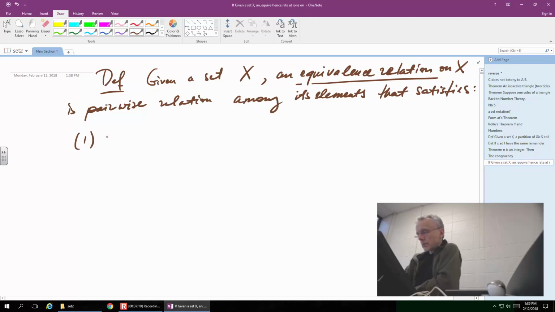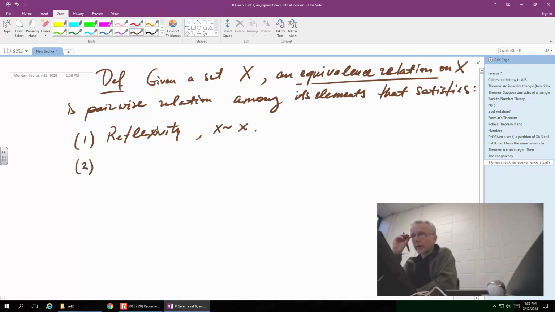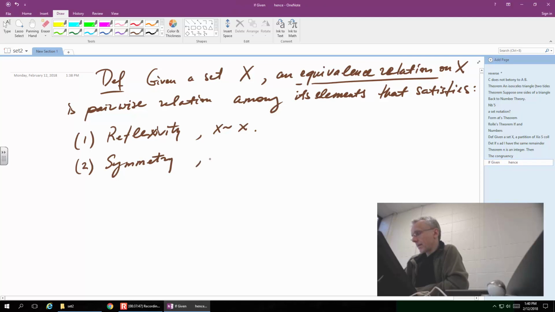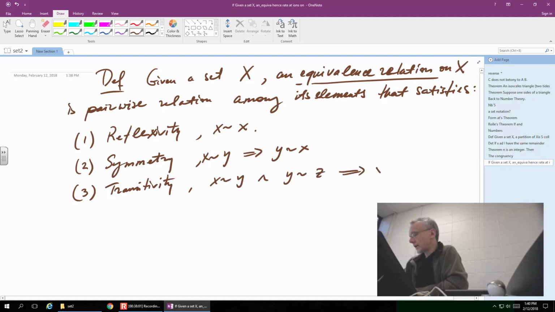Property one, reflexivity: X is equivalent to X. This is the symbol that we use for equivalence, that little wiggle. Unfortunately, it's used elsewhere for other purposes, such as equivalency between propositions, and sometimes for negation. That is really unfortunate. Property two, symmetry: X equivalent to Y implies that Y is equivalent to X. And finally, transitivity: X equivalent to Y and Y equivalent to Z implies that X is equivalent to Z.